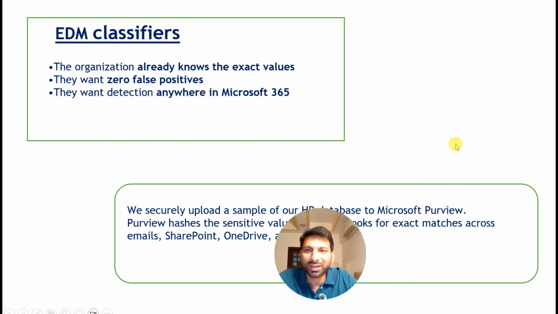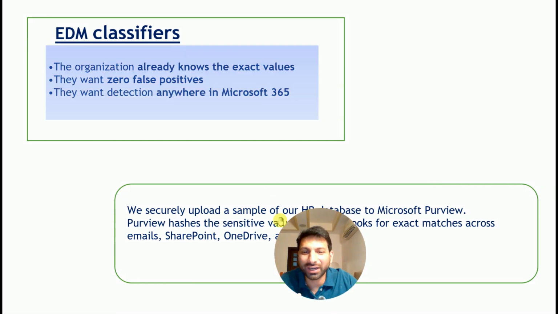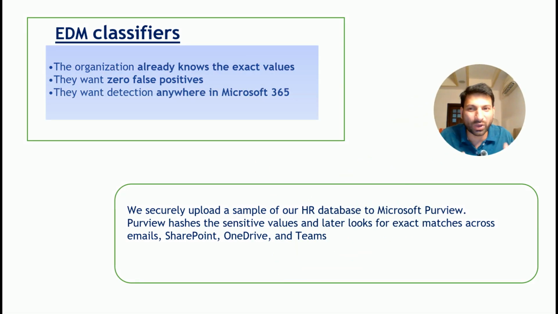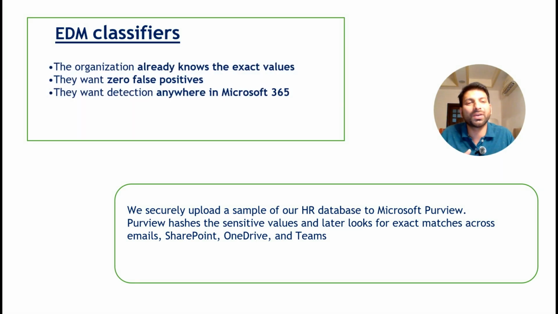So in EDM classifiers, the organization already knows the exact values. They want 0 false positives in data classification. They want detection anywhere in Microsoft 365. In such a scenario, we can use EDM classifiers. We securely upload a sample of our HR database or whatever to Microsoft Purview. Purview hashes the sensitive value and later looks for exact matches across email, SharePoint, OneDrive, and Teams.